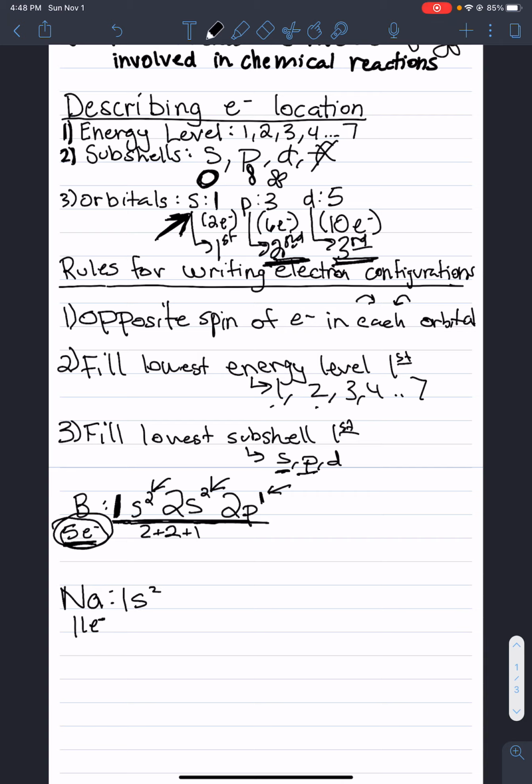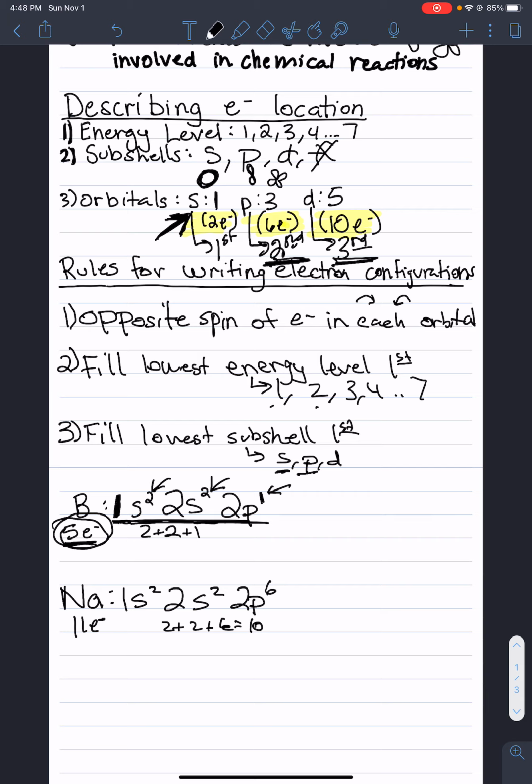Okay, then we go on to our next energy level. We're going to have a 2s2 and a 2p. How many are we going to put in this one? We're actually going to put all 6. Remember, P can have a total of 6 electrons, and we're going to have all 6 of those in there, because if you notice, 2 plus 2 plus 6 is 10. So we're not at our full electron level yet.